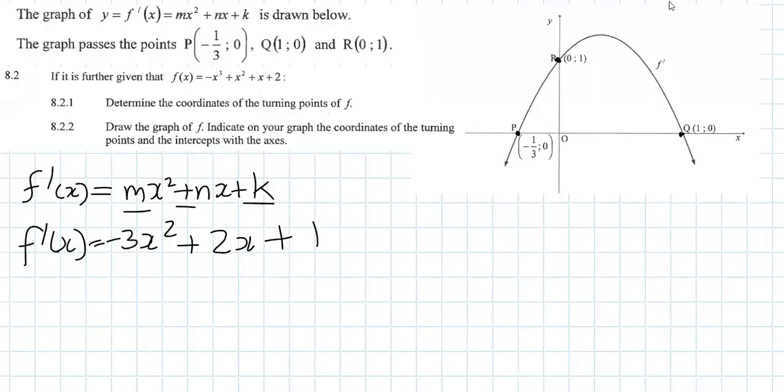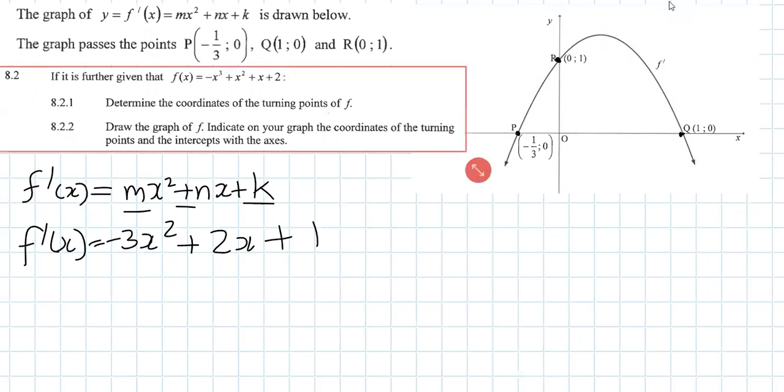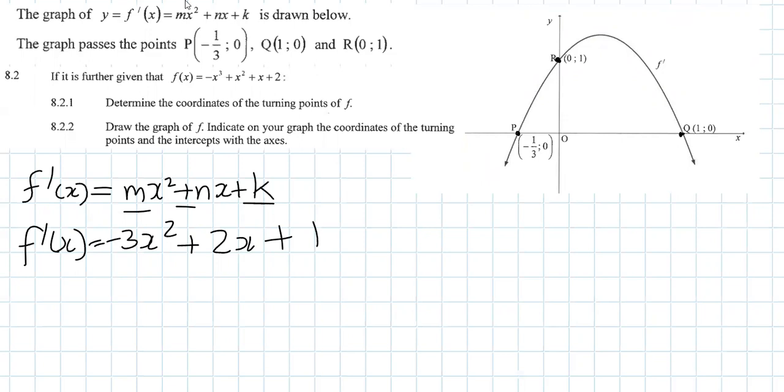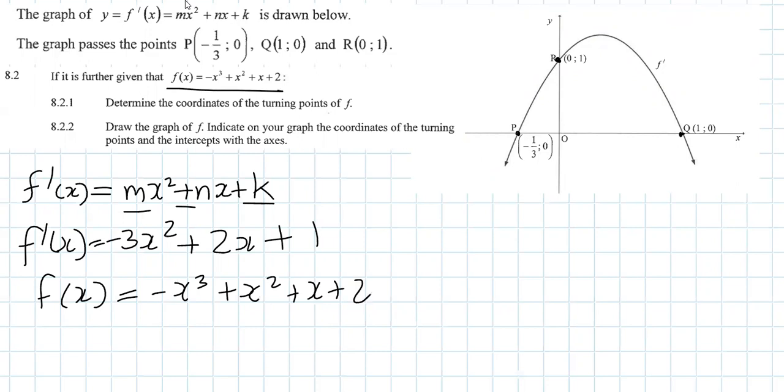Number 8.2. They give you the original curve, so they give you f of x, which is equal to minus x cubed plus x squared plus x plus 2. Question 8.2.1: determine the coordinates of the turning points of f.